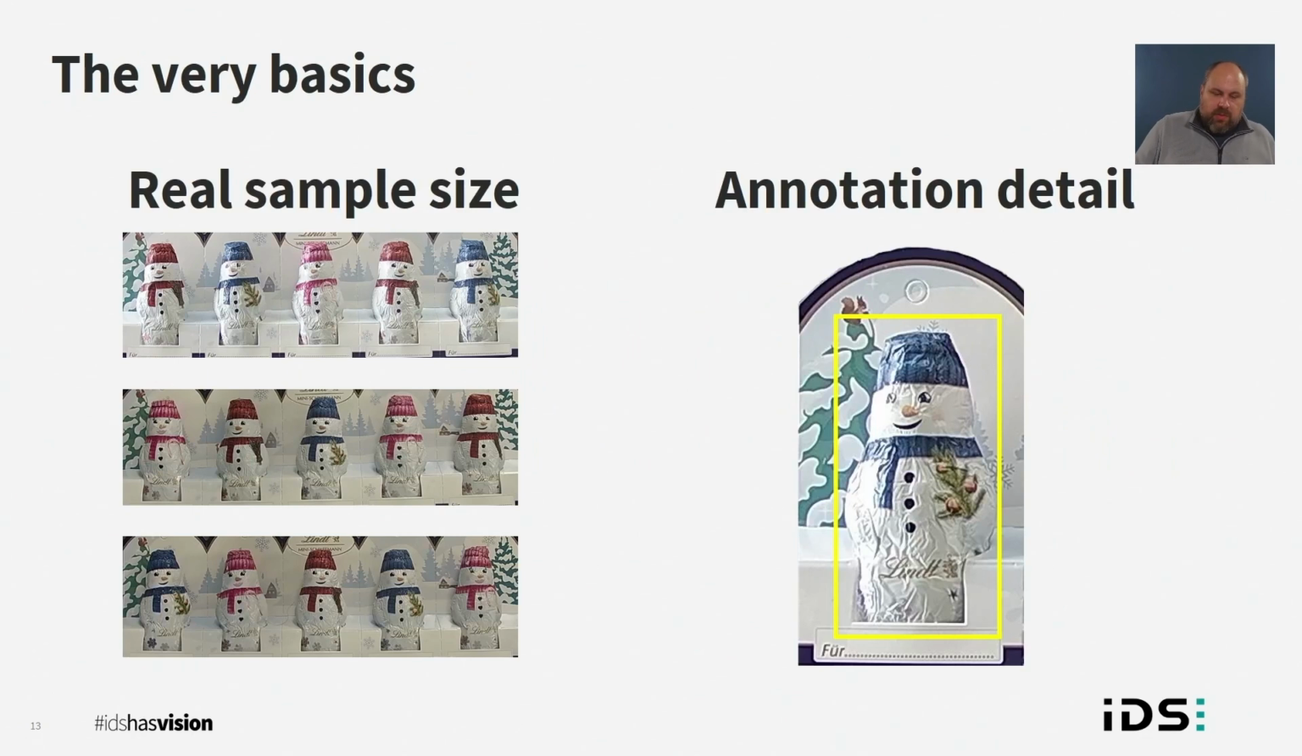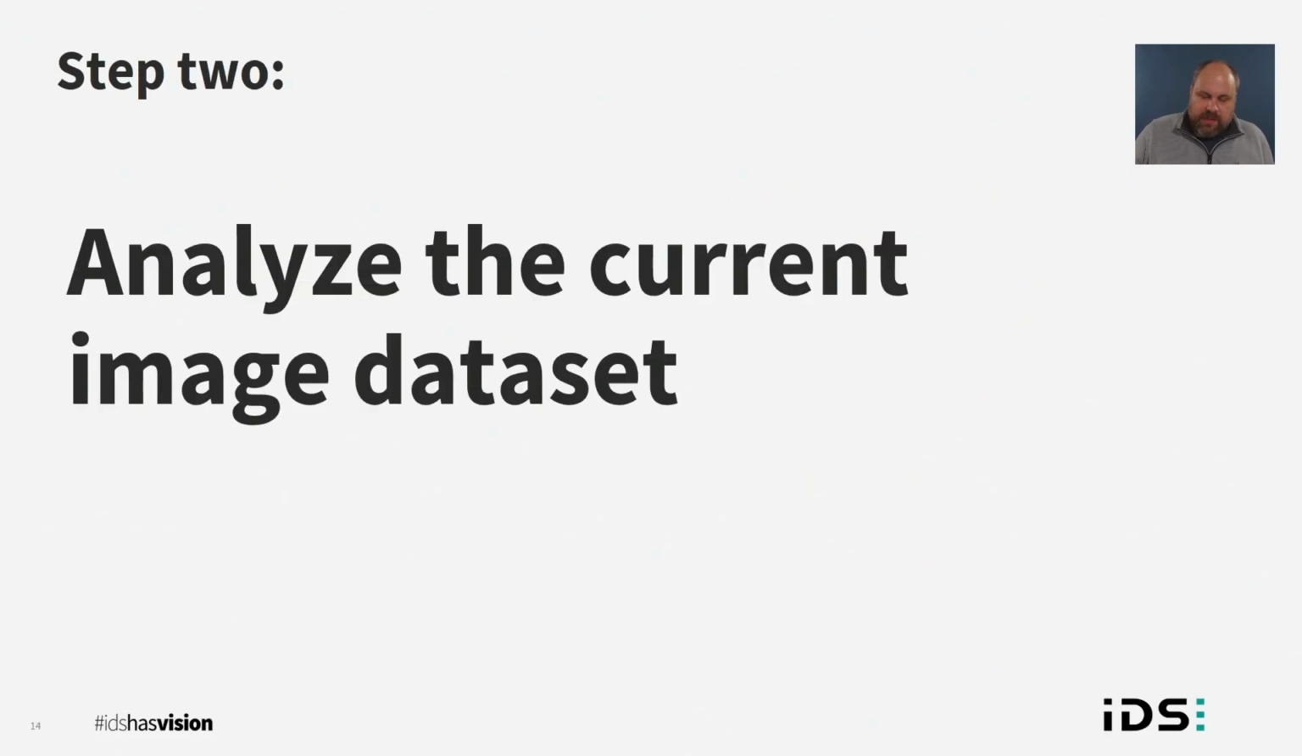So the real sample size here is 3 trays with different order of the object. And so if we just put the perfect images in there, it probably doesn't learn enough to get it, even if we have a perfect annotation detail. So we need to step it up.